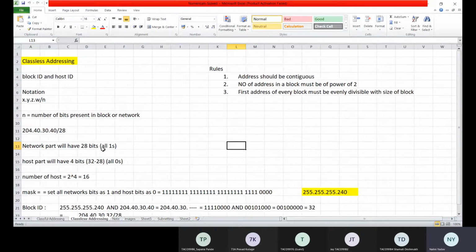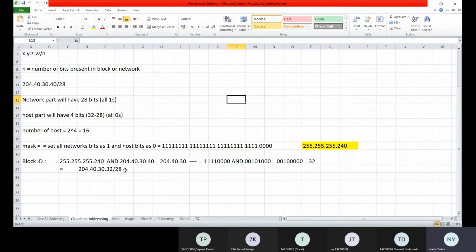In fact, the same is applicable for classless addressing, as classless addressing is represented as x.y.z.w/n, where n represents the number of bits present in the block or network, right? So when I give /28, then my network will have 28 bits, and the host part will have 32 minus 28, that is 4 bits, which will comprise a complete network for us, right? So the number of hosts is 2 raised to the number of host bits, that is 2 raised to 4, which is equal to 16.